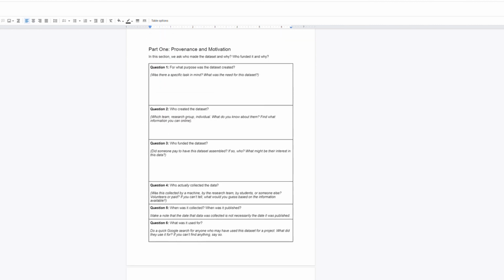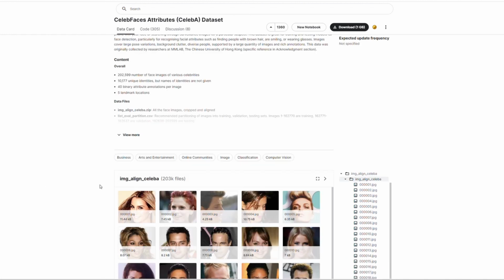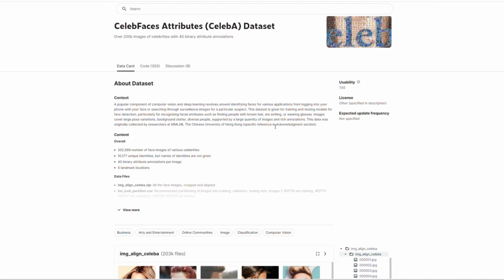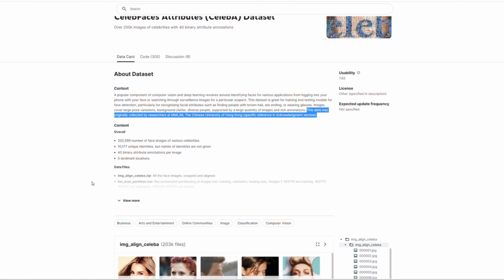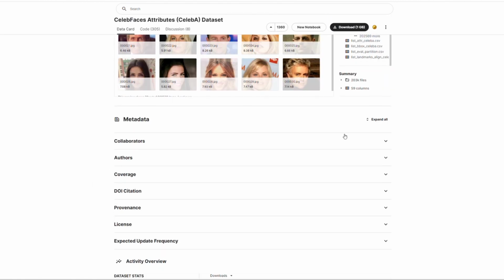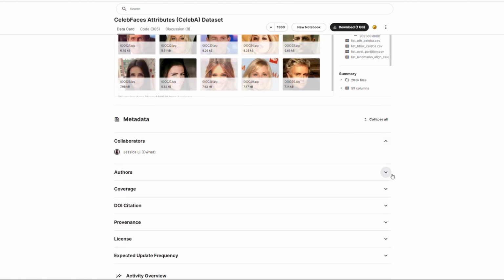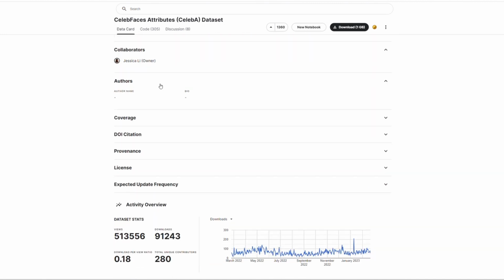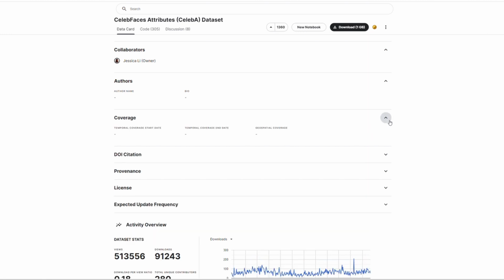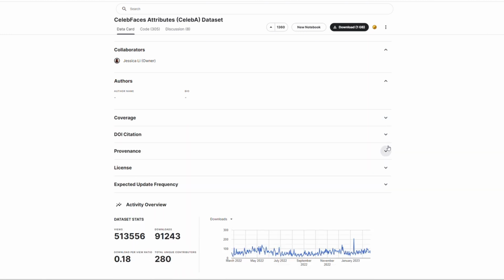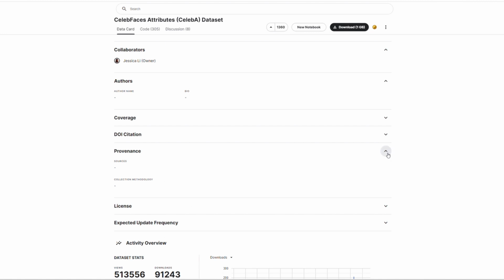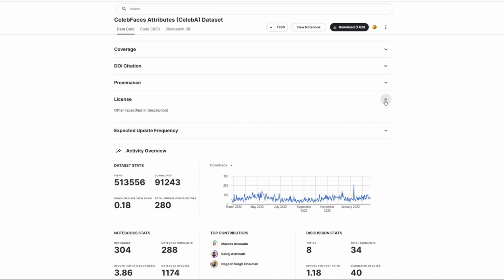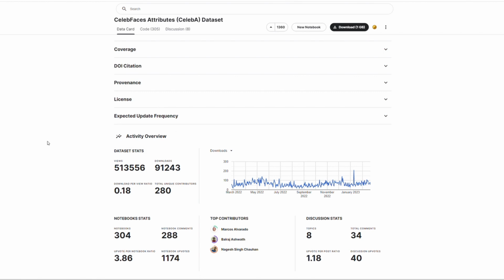Who created the data set? Let's look at this. We'll scroll up. So here we go. This data was originally collected by researchers at MMLab, the Chinese University of Hong Kong. So we know that. And then if we scroll down here, we know who the collaborators were, the owner, the person who uploaded it. Authors are not listed, but we know the lab that made them. Provenance doesn't tell us where stuff came from. Do we have a license? Other, specified in the description.